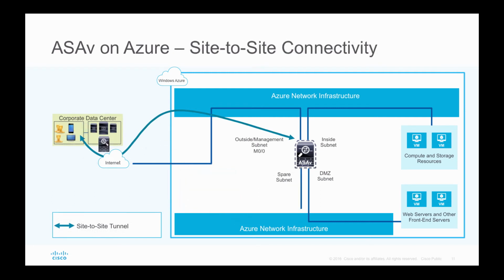The next use case is site-to-site connectivity. So you can configure a LAN-to-LAN tunnel from your corporate data center to your Azure cloud and access internal resources from there.